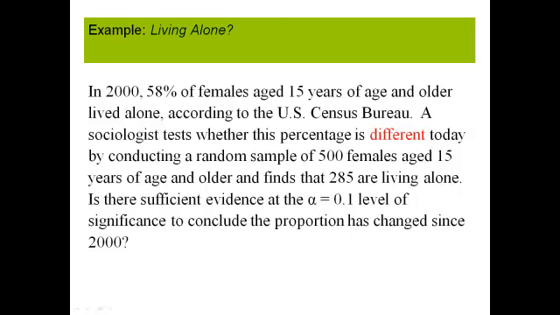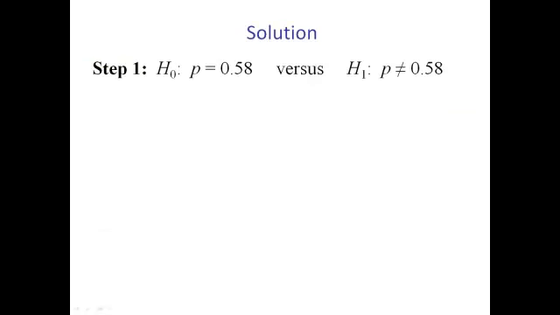Now notice the key word here, different. We're trying to determine whether the proportion has changed from its value of 0.58 in the year 2000. That implies that we want a two-sided test. And so our hypotheses are going to be H0: p equals 0.58, versus H1: p is not equal to 0.58.